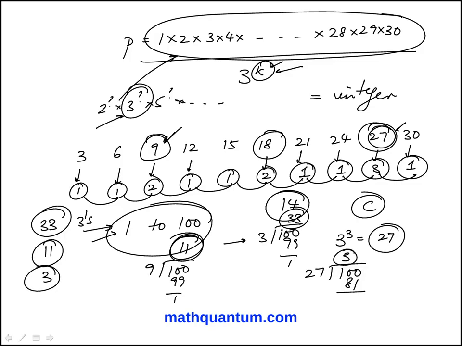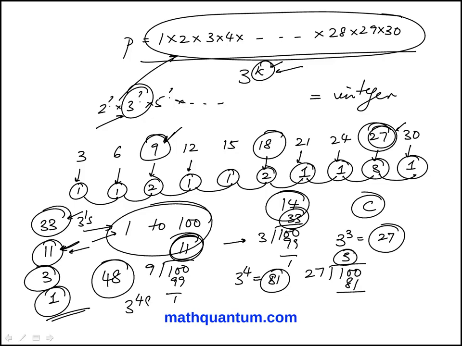And then what about four 3's? Well, 3 to the 4 is 81. That happens once, so we get 1 more. And 3 to the 5 exceeds 100. Just to reiterate, you're only counting the additional 3's. The first round counted the single 3's, and then the multiples of 9 have two 3's, but we're only adding the one additional. So if I add these up, that's 48. So there are 48 3's, meaning 3 to the 48 would divide 100 factorial, or the product of 1 through 100.